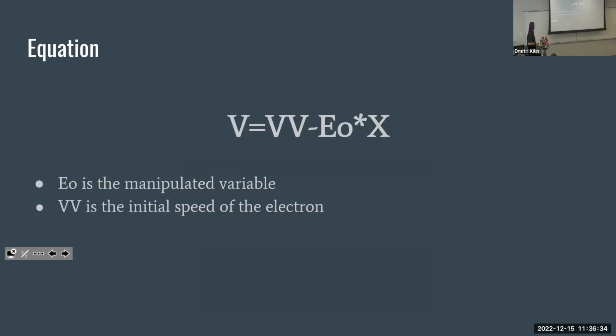So this is the equation in MATLAB that was being manipulated to provide the results. The E0 value is the slope of the electric field being applied, which is what increases the energy of the electrons. And then the variable VV, I believe, is the initial speed of the electron, which is V sub t times 0, because the initial speed of the electron would be 0 before any energy, before any electric field is applied to it.